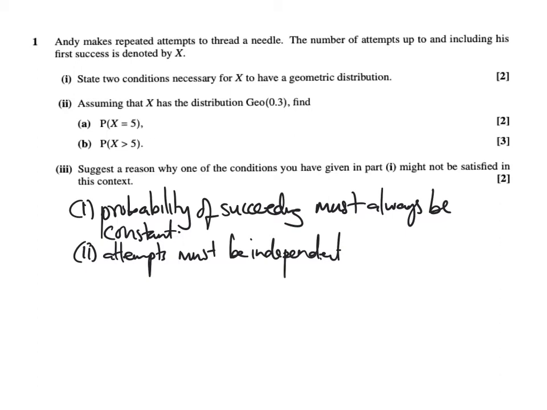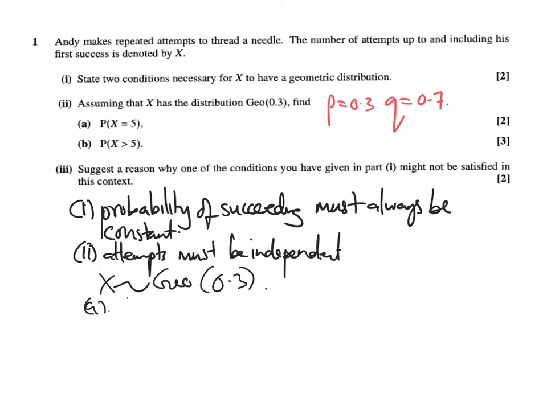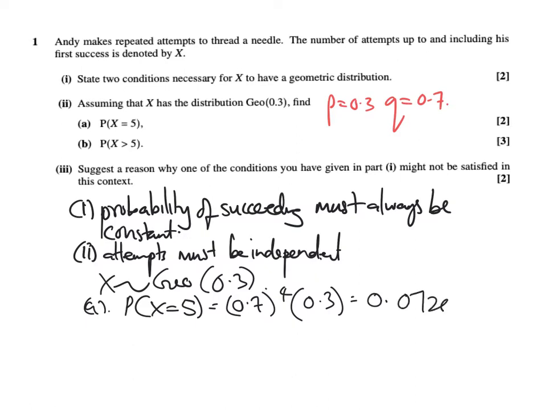Before that, let's write down all the information that we have. So p equals 0.3, therefore q equals 0.7. So from there we can find out the answer. To get the answer for X equals 5, you have 4 unsuccessful attempts, so you should have 0.7 to the power of 4, and the 5th one, which is a success, 0.3, and the answer is 0.0720.